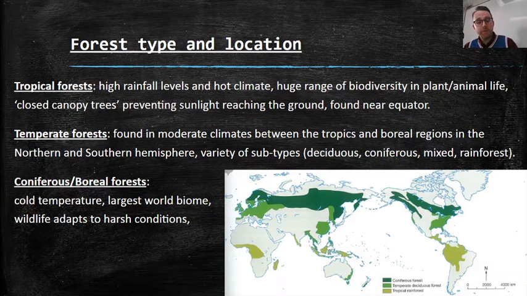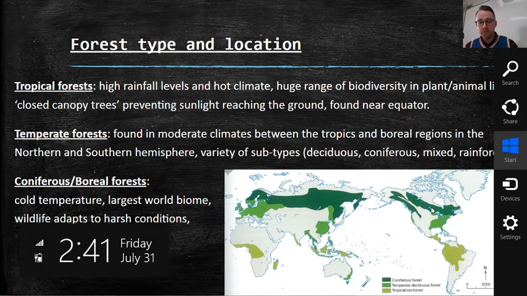And then finally, you have coniferous and boreal forests. So very, very cold. You get snow. World's largest biome, you can see on the map. There's lots of this dark colored green here in Asia, in Russia, and in North America and Canada. And the wildlife in coniferous and boreal forests is very, very tough because it has to adapt to harsh conditions. Not as much rain, extremely low temperatures. So you're getting very sturdy, very strong animals in these types of forests.